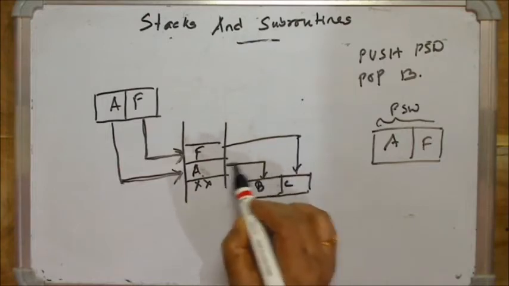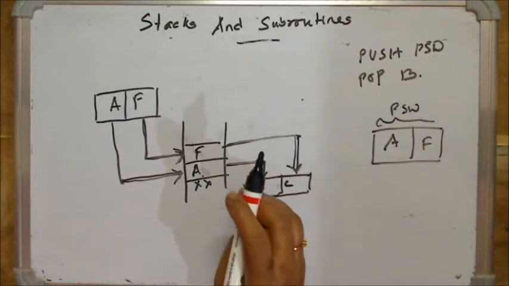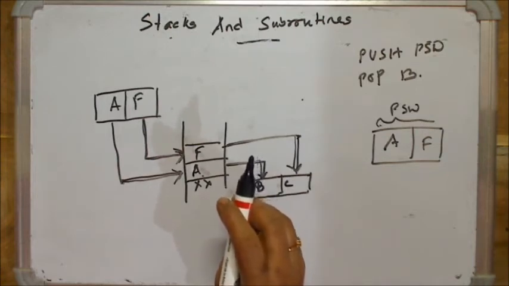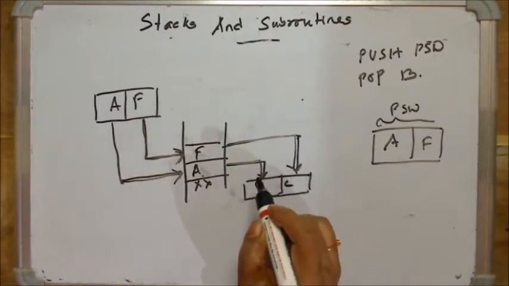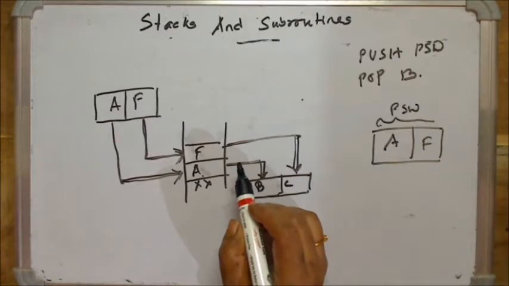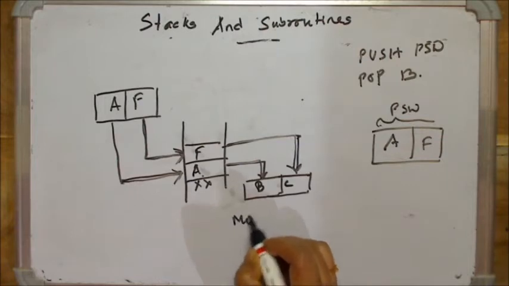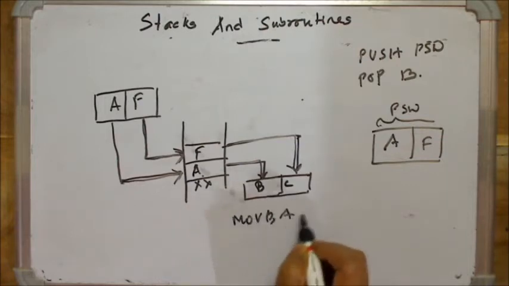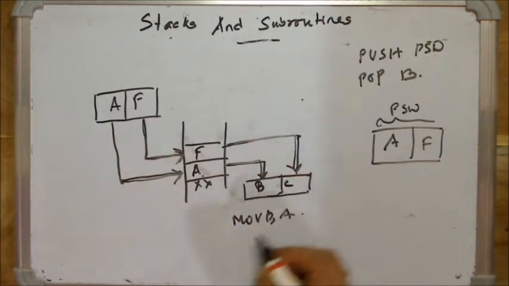B will get the value of A and C will get the value of F. Getting the value of A into B is easy. You can also write move B comma A. But C getting the value of F is next to impossible. Can you write move C comma F?